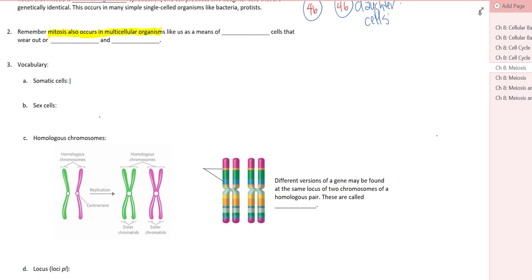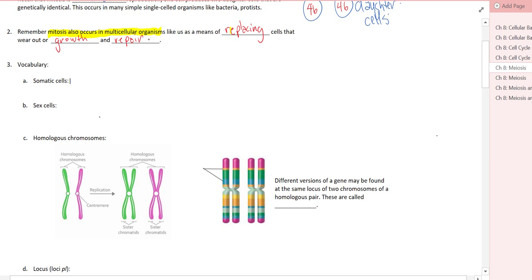So that includes replacing cells that wear out, or simply growth and repair, right? So that's the strategy of mitosis.